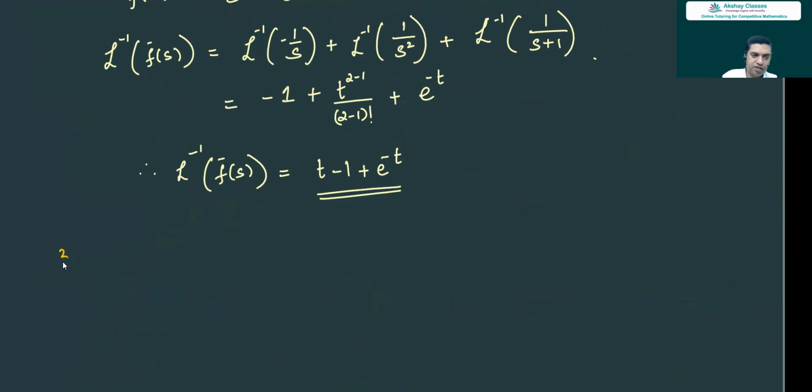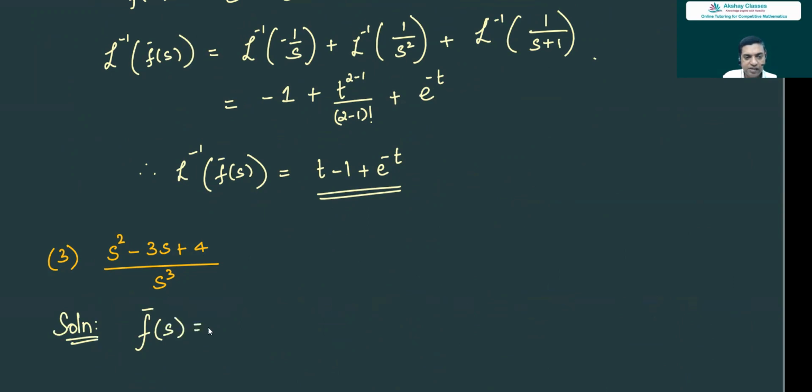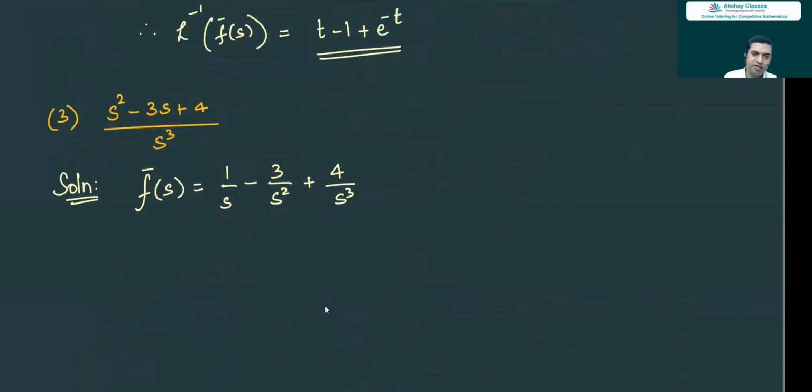Third one, this may be much easier. Find the Laplace inverse of s square minus 3s plus 4 upon s cube. This is very, very easy, direct. So the solution: f bar of s is this function. Divide by s cube, you get 1 by s minus 3 by s square plus 4 by s cube. This is very, very simple.